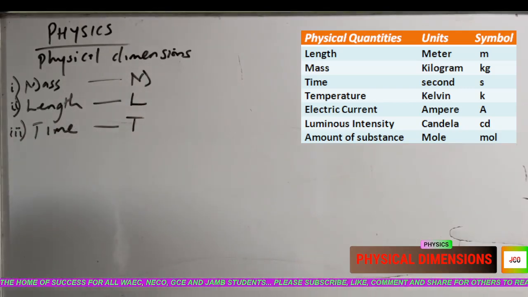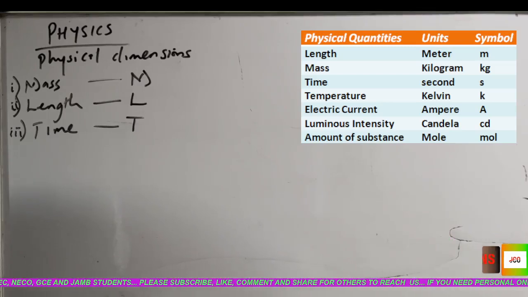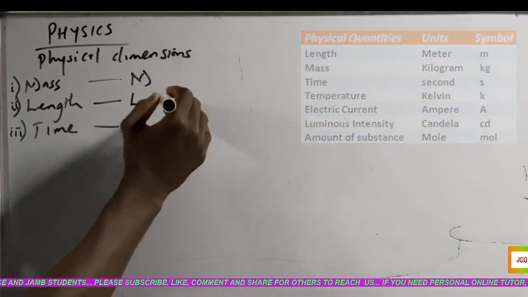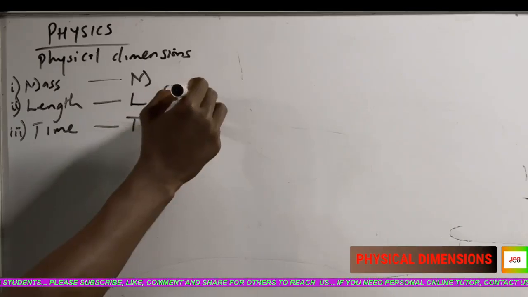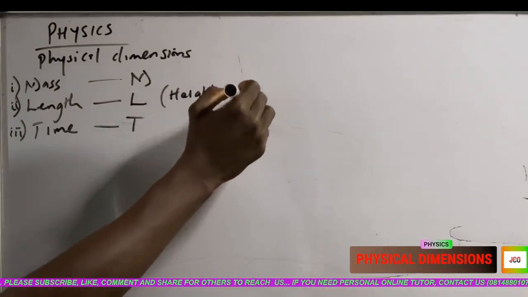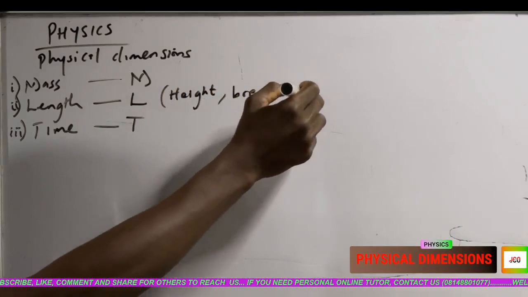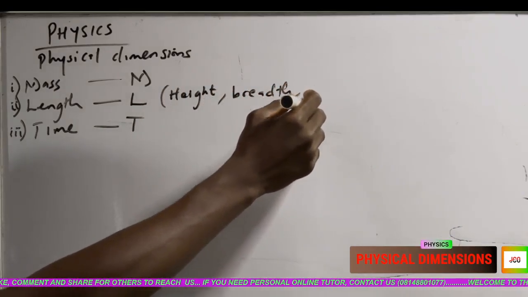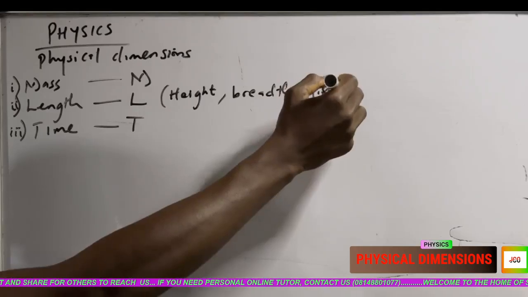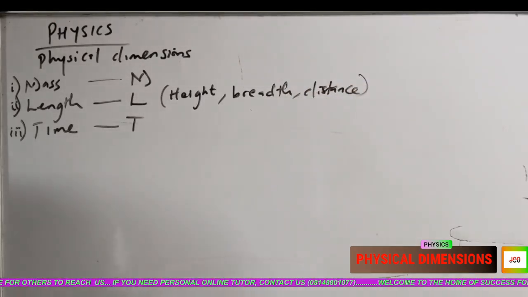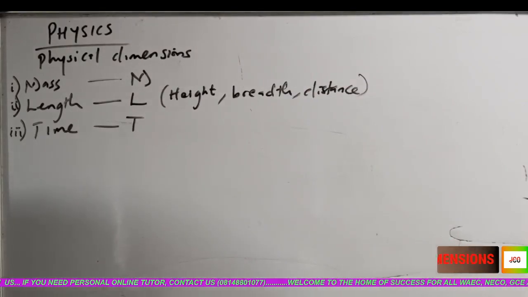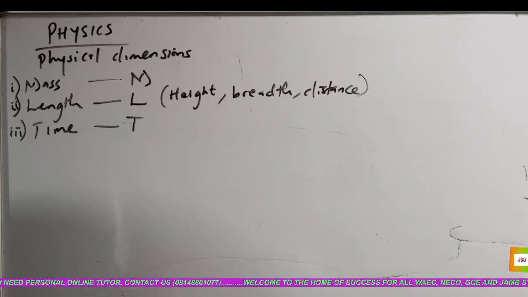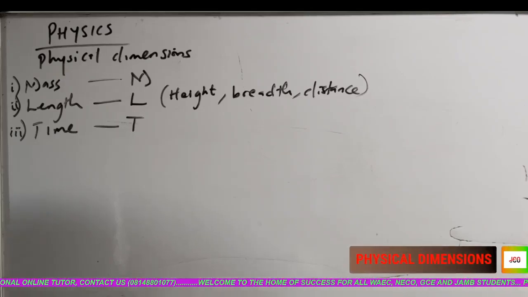So we're going to calculate physical dimension for as much as 15 derived quantities in physics. Now, I want you to also know that length is also height. Length is also breadth, and length is also distance or displacement. So wherever we see height, it also means length. Distance also means length, and so on and so forth.